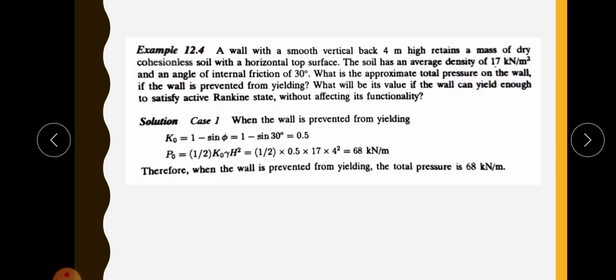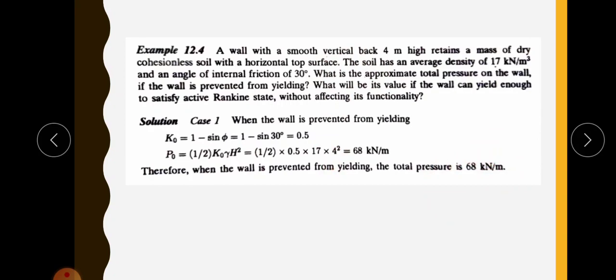So P naught is equal to half K naught gamma h square. Half into K naught we have calculated as 0.5, unit weight here, there is no water table, so bulk unit weight 17 into height 4 square. So 68 kN per meter is the total force. Therefore, when the wall is prevented from yielding, the total pressure is 68 kN per meter.